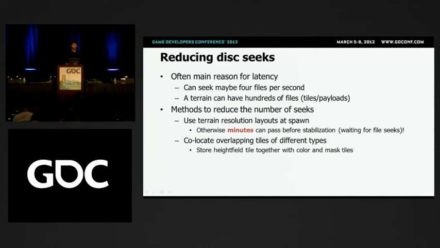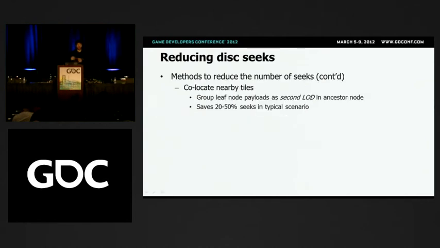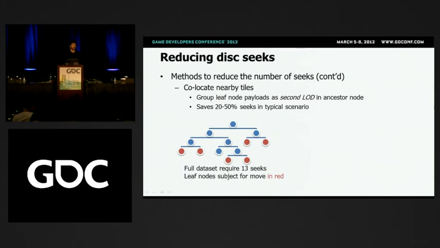We also co-locate tiles of different type, but covering the same area on disk. So if you have a height field tile overlapping a color tile, we take those two together and put them in one bundle and read them with one seek. We also have a way to co-locate nearby tiles. So we just make small clusters of tiles and store them together.